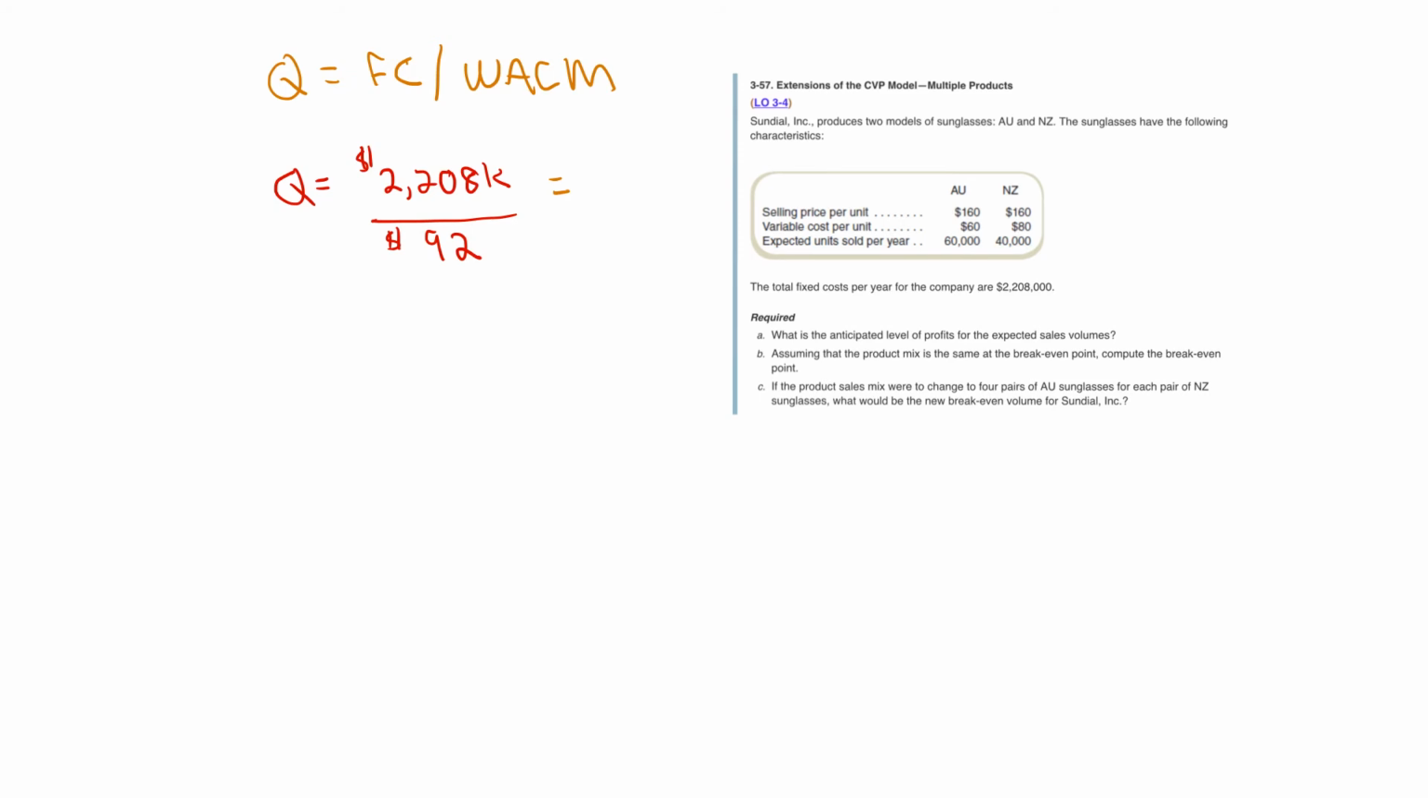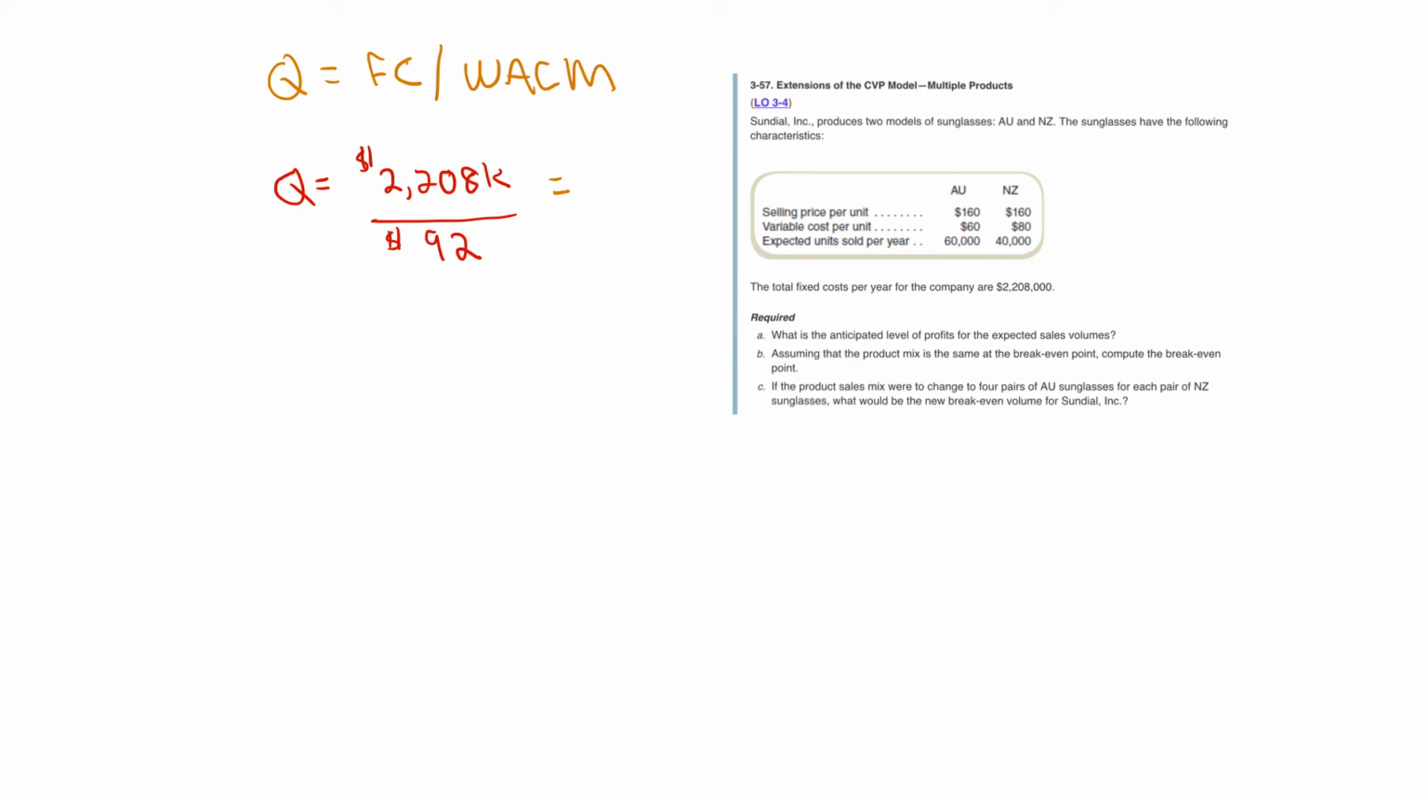Here's a related problem. What's the break-even point? Once again, remember, the Q is the total number of units to break even. So we take the fixed cost. Remember, these would have to be common or shared fixed costs, 2,208,000, divided by the weighted average contribution margin, $92, and you'll come up with some value. Don't know what it is offhand. You can work it out, and it'll be so many thousands of units. And remember that under the assumption, whatever this answer is here, 60% of them are AU and 40% of them are NZ.